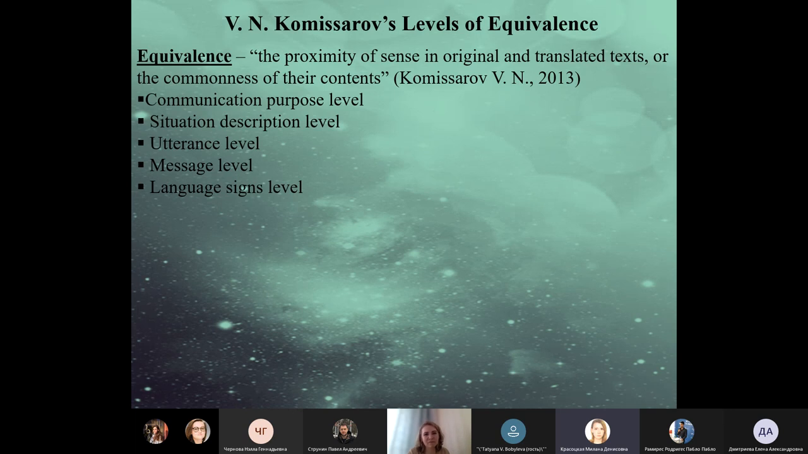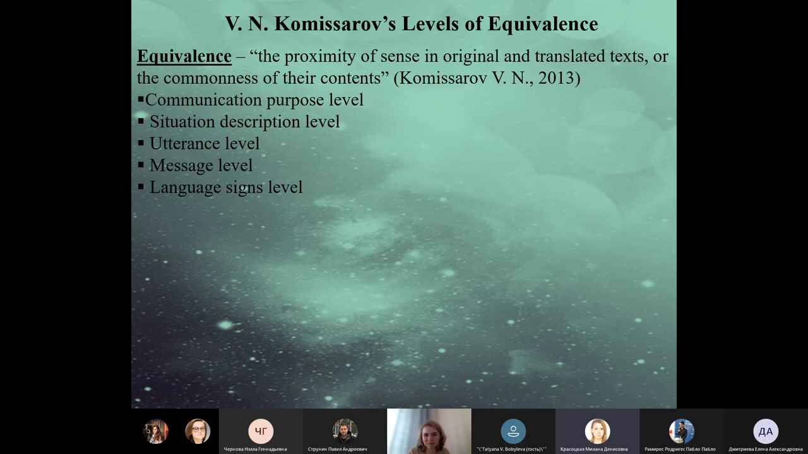The communication purpose level of equivalence means that lexical and syntactical components of both texts do not coincide. It is impossible to semantically paraphrase them, and the logical connection between the messages is missing. Then the situation description level suggests that lexical and syntactical components of both texts are different. Semantic paraphrasing is impossible, yet the communication purpose is preserved and the same situation is shown in both texts. On the utterance level, lexical and syntactical components do not coincide. Syntactic transformation is impossible. However, semantic paraphrasing can be applied. Original communication purpose and situation are preserved. Similar notions are used to describe the situation in both texts.